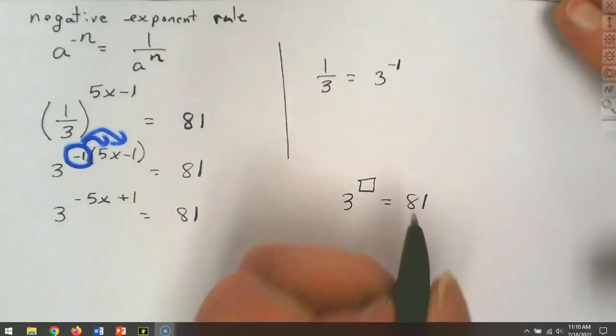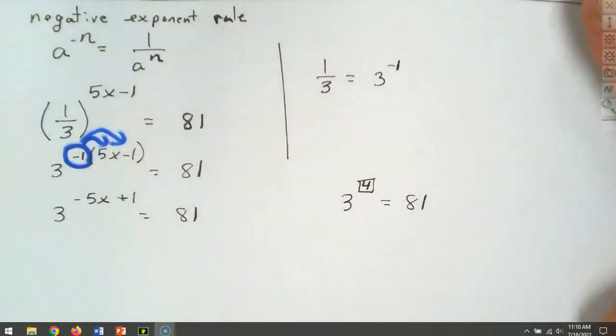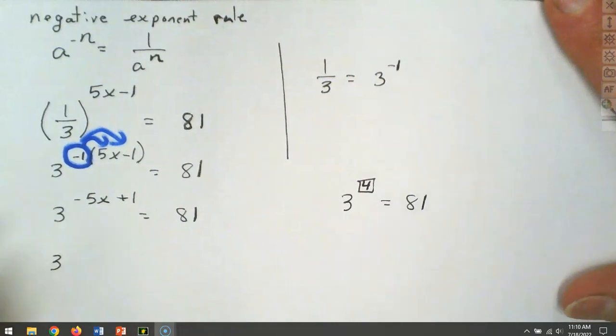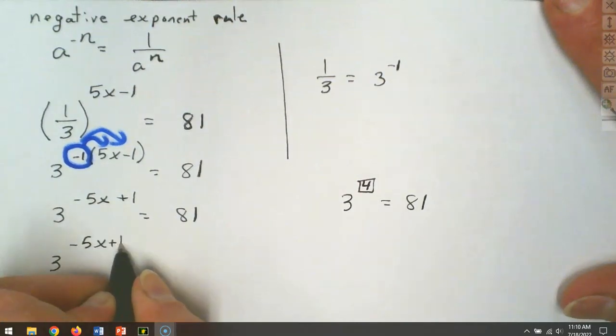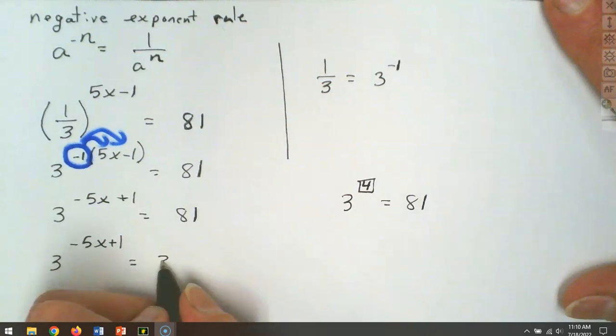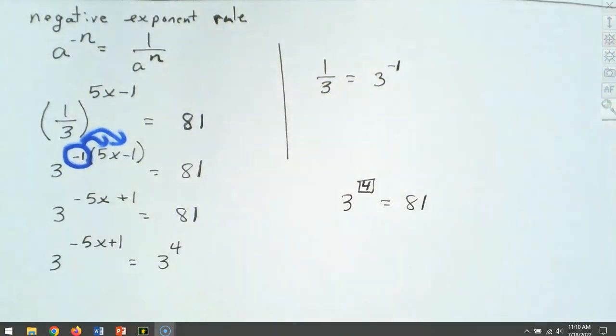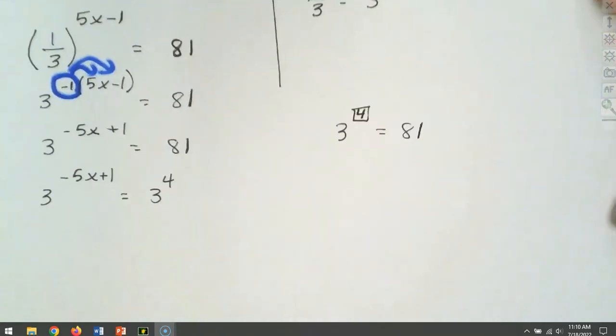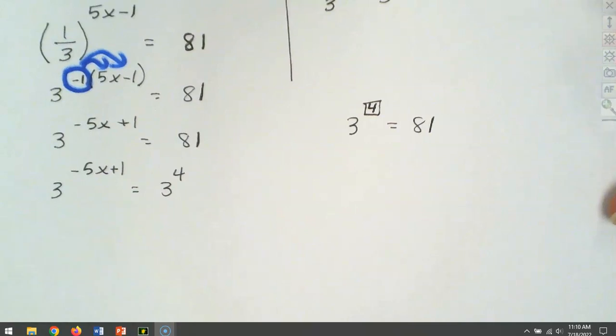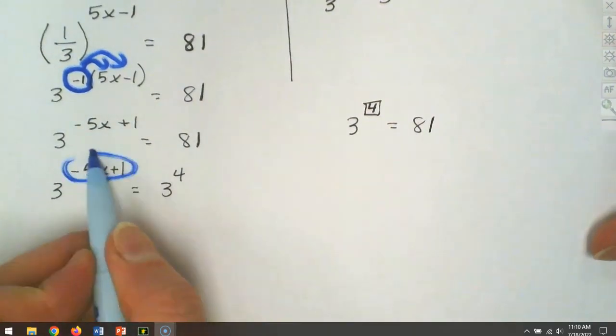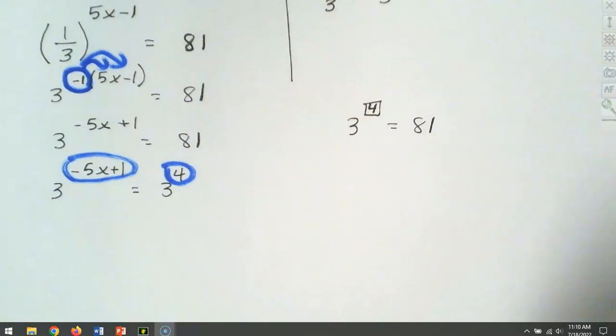Right? We just used our powers and we kept working with it until we saw it. So that means now that 3 to the minus 5x plus 1 equals 3 to the 4th power. And what do we now know? Well, we now know that these are the same for the bases, right? And if the bases are the same, then what do we know about the exponents? They also have to be the same. So that means that these are going to be equal here, and we can quickly and easily solve it.